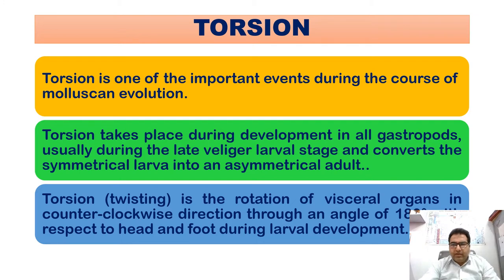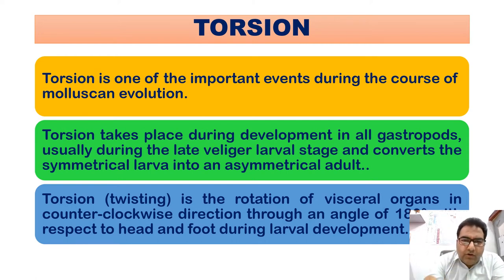Torsion is one of the important phenomena, one of the important events which took place during the course of molluscan evolution. So torsion takes place during development. It is not that the larva is torted. No, the larva is almost bilaterally symmetrical. It is the larva which undergoes torsion to become the adult.